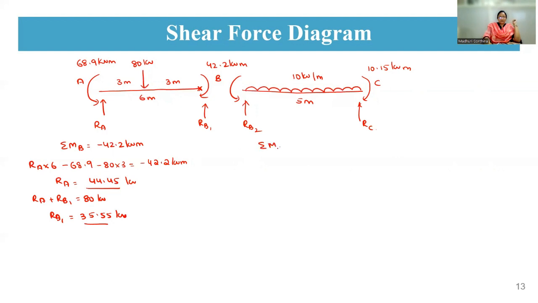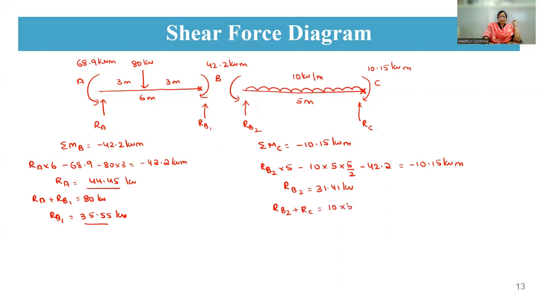Similarly, when we take sigma MC, that is equal to minus 10.15 kilonewton meter. We are taking moment about this point, so that becomes RB2 into 5, minus 10 into 5 into 5 by 2, that is the UDL, minus 42.2, equal to minus 10.15 kilonewton meter. Here RB2 you get as 31.41 kilonewton. Now RB2 plus RC will be equal to 10 into 5, so RC will be 18.59 kilonewton.